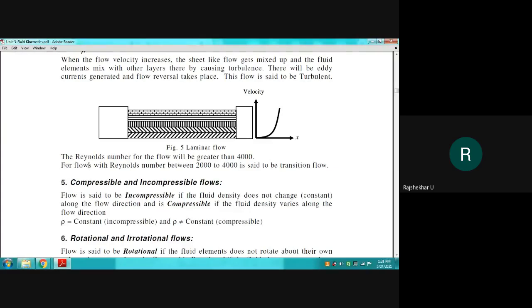Okay. Then flows with Reynolds number ranging between 2000 to 4000 are said to be transitional flow. Transition means what? There is a change from laminar to turbulent. The fluid flow is changing from laminar to turbulent. So in the range of Reynolds number 2000 to 4000, there is transition happening. That is why it is defined as transition flow.